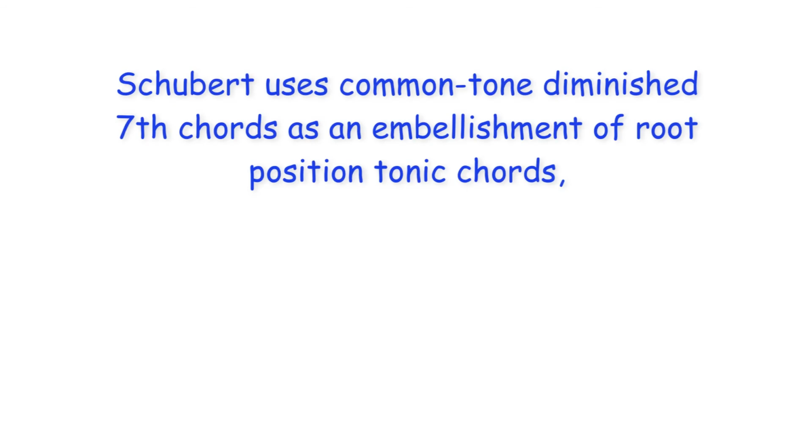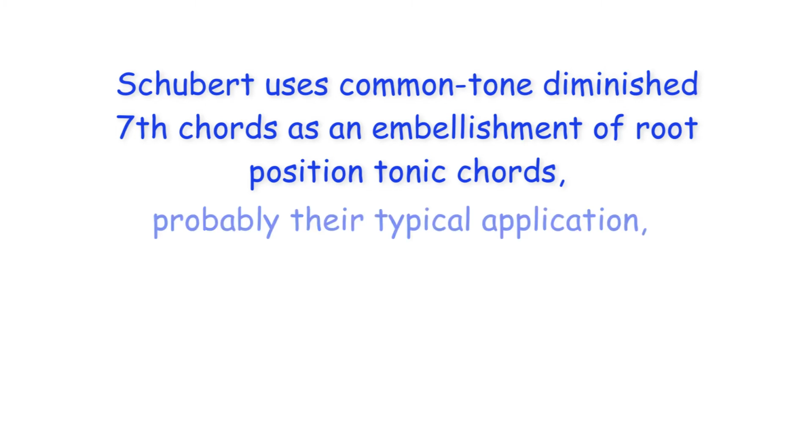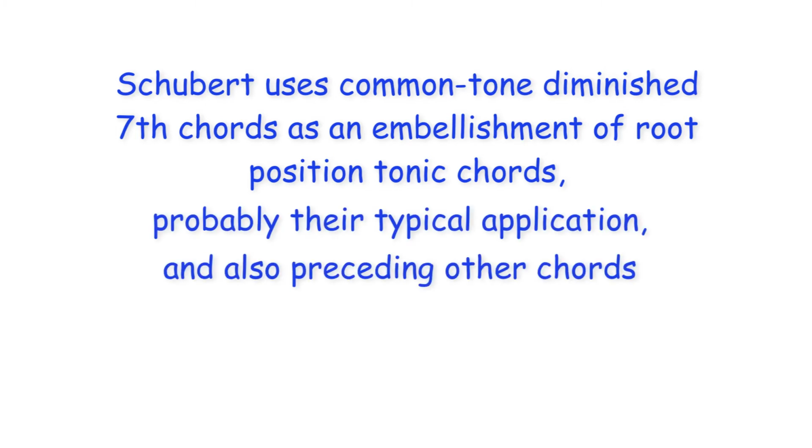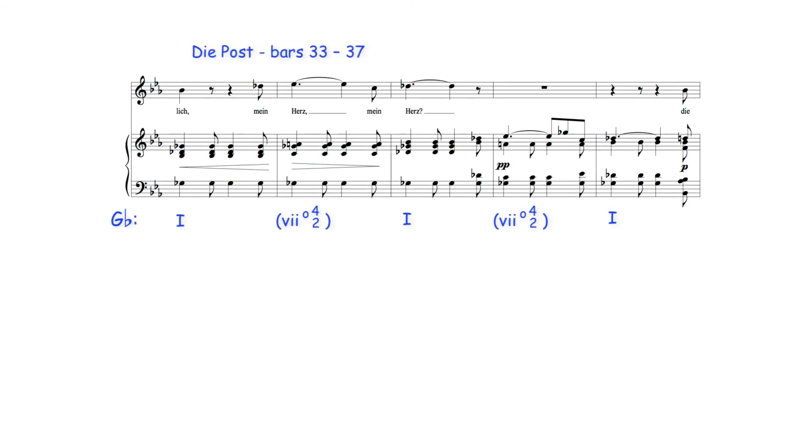Schubert uses common tone diminished 7th chords as an embellishment of root position tonic chords, probably their typical application, and also preceding other chords. Use of common tone diminished 7th chords as an embellishment of a tonic can be seen here, where after cadencing in G-flat major, the tonic is prolonged with this A-flat common tone diminished 7th chord.